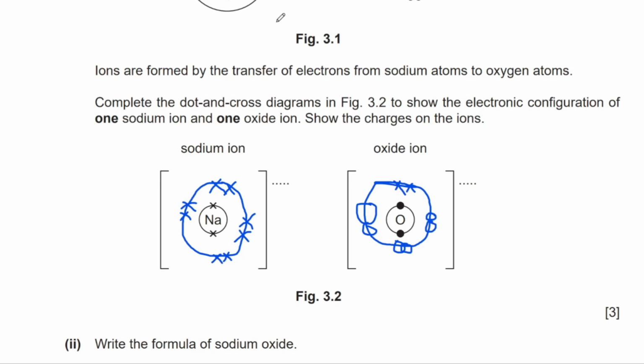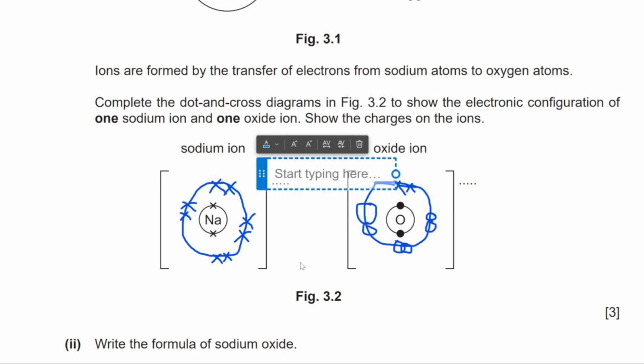Now, the charges. As we know, oxygen needs 2 electrons and we only have one sodium here, right? So in the formula, if we look at it, it is Na2O. So we have two sodium ions. However, we will only write the charge of one sodium ion here.